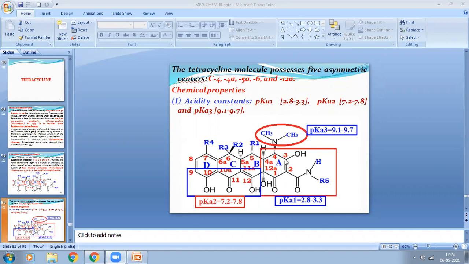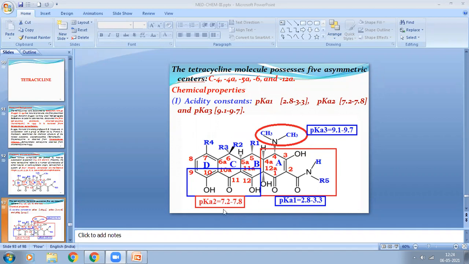Here you see C1, C2, C3. That is the trione system. Due to this trione system, this will give the pK value 2.8 to 3.3. So the first pK value of tetracycline is due to the presence of the trione system from C1 to C3. See, this is the trione system. Here I am saying C1 to C3. So due to this double bond, the pK value is 2.8 to 3.3.